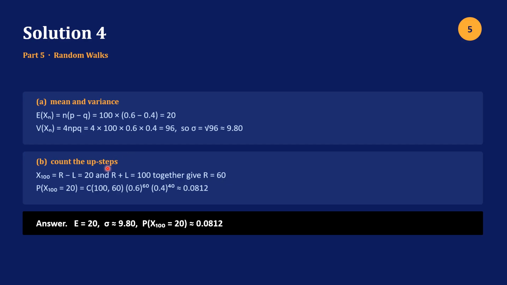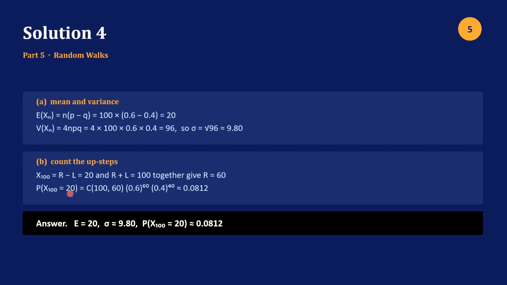Count the number of up steps in order to solve the probability of being at position 20 after 100 steps. So the number of right steps minus the left steps would need to equal 20, right? So you have to take 20 more steps to the right than to the left, and the sum of the right and left steps is 100, since we're asking the question for after 100 steps. So if you solve these two equations, you get r equals 60.